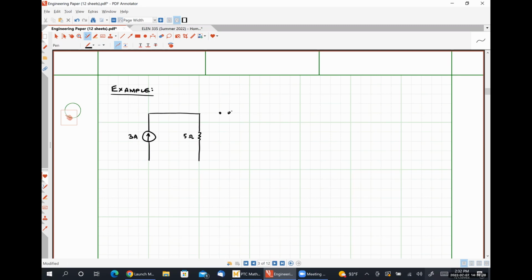And then we're going to have a switch. And this switch will open at t is equal to 0. On the right-hand side of the switch, we are going to have a 10 ohm resistor and we're going to have a 1 Henry inductor.